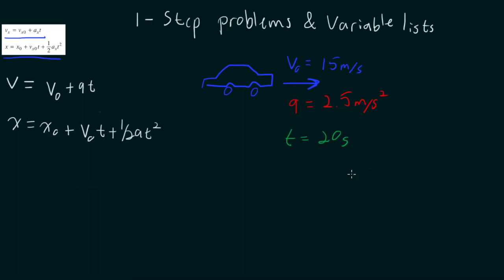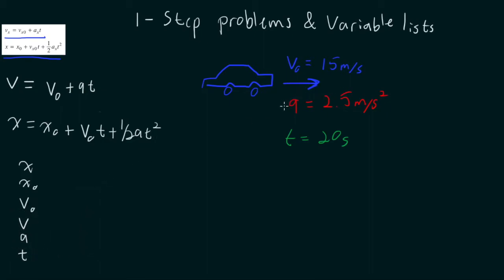So the way I always set these up, and the way that you should set these up, is by making a variable list. We have certain variables that we're going to be using in all of these kinematic equations. And when we get to multi-step problems, we're going to need to be able to look at those variable lists at different moments in time and see what we have and what we don't. So for now, we're just going to make a straight variable list. I would start with x, x naught, v naught, v, a, and t.